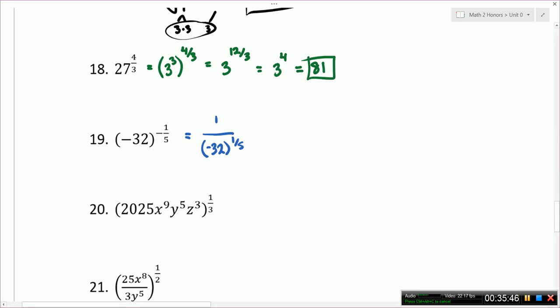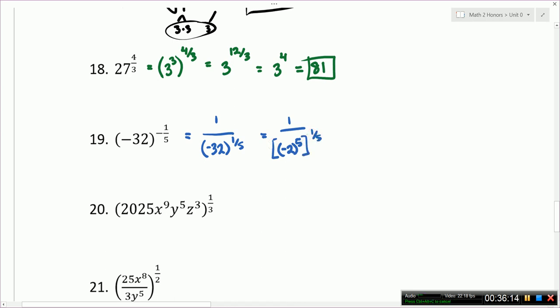Looks like we're done. But again, like in number 18, check the base. 32, negative 32. Is negative 32 a power of some number? And it is. It's the 5th power of negative 2. So negative 2 to the 5th power, that's my negative 32. And all of that is raised to the 1/5 power.